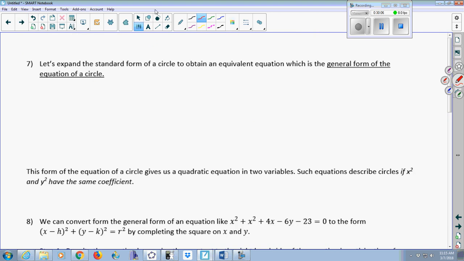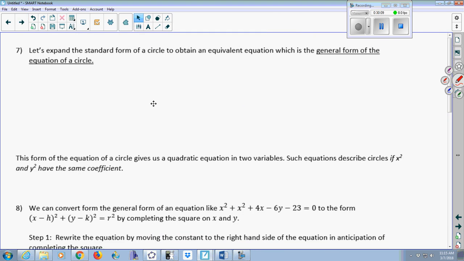All right. So let's expand. So you know when we have equations like that, we can expand them into polynomial form. So let's expand the standard form, and now we're going to create what's called the general form. Now remember, think back to lines for a minute. You have this equation for a line. You have this equation for a line. One's called slope-intercept, one's called point-slope. And you have this equation for a line. This is your general form right here.